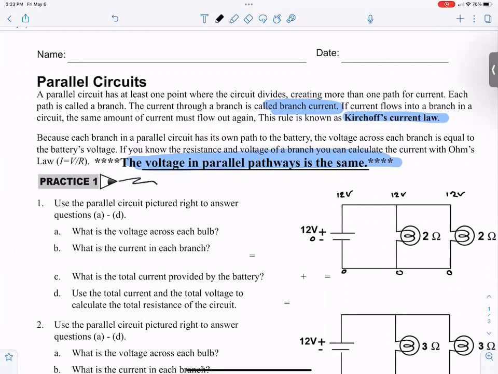Number 1, part A, what is the voltage across each bulb? Well, we established it already. It was 12 volts across each one. What is the current in each branch? Well, the current is going to be your voltage divided by resistance. So we're going to go 12 volts divided by, you can see each one is going to be a 2 ohm resistor. So we just need to show this calculation one time. And 12 volts divided by 2 ohms would be 6 amps of current.